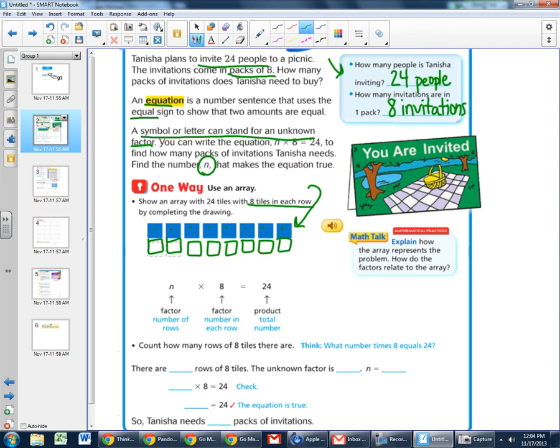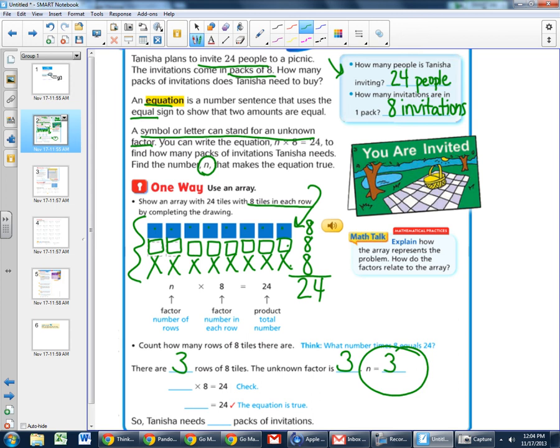24. And if you want to change them to X's to make it a little bit faster and easier, you can certainly do that as long as you stay lined up with your rows and your columns. So I have 8 here, and 8 here to equal my 24. How many rows of tiles did we just make? So we have 8 plus 8 is 16 plus 8. We know, so there are 3 rows of 8 tiles. So the unknown factor is 3, which shows us that n equals 3.